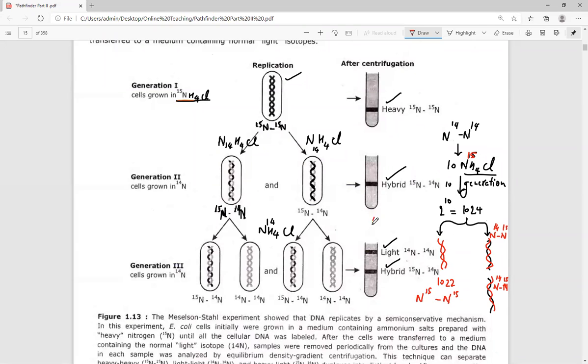Whereas, how many will be N14, N14 type? ये कितने होंगे? Can you just tell me how many will be N14, N14 type? Zero. Zero will be N14, N14 type. कोई भी N14, N14 type नहीं होगा, क्योंकि N14 type के सामने क्या आ जाएगा? हमेशा N15 आएगा. There would be zero N14, N14 type.